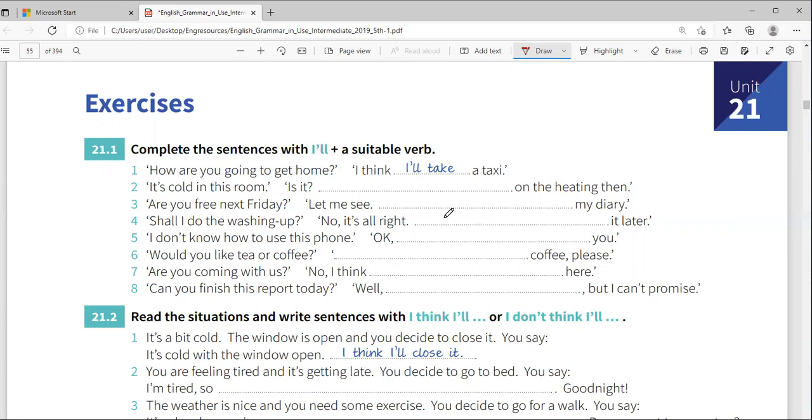Okay, try. It is cold in this room. Shall we turn on the heating then? Yes, I've done that for you already.